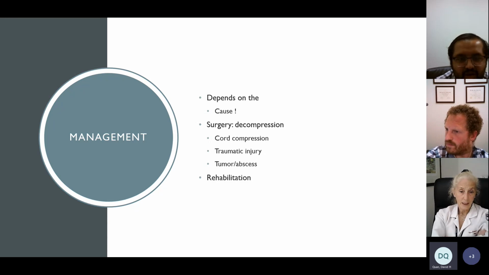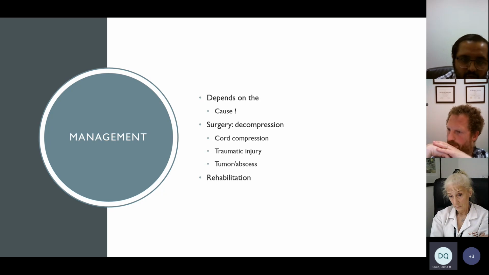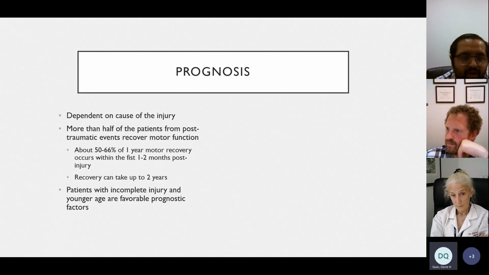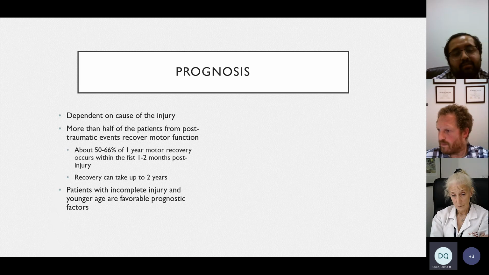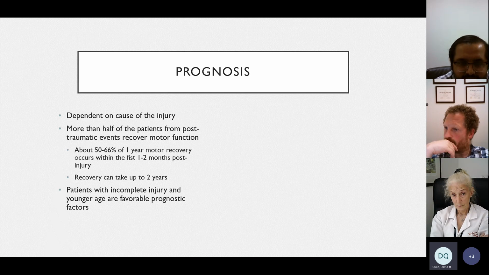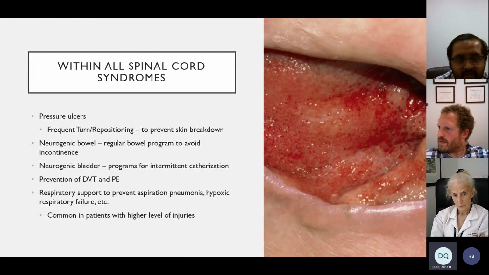Management, like I mentioned, depends on the cause. For active decompression, it's important to do surgery to decompress, and then of course rehab to work towards goals of functional ADLs. And then prognosis really depends on the cause of the injury. Patients from a post-traumatic standpoint do end up recovering their motor function. It takes about a year or two for full motor recovery. However, a lot of it happens in the first couple of months, and then after that, it's a gradual recovery down the road. It's very important to definitely encourage patients. Again, patients that are younger and have an incomplete injury have prognostic factors for recovery.